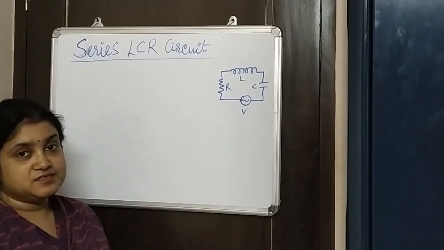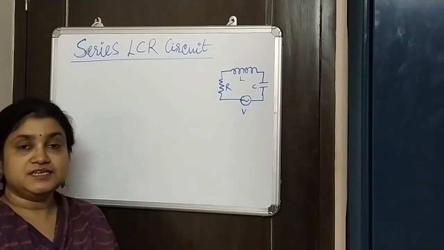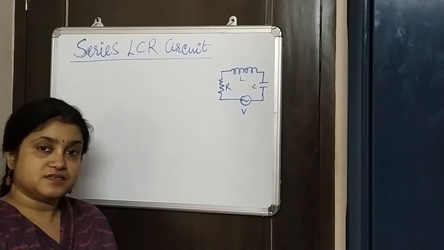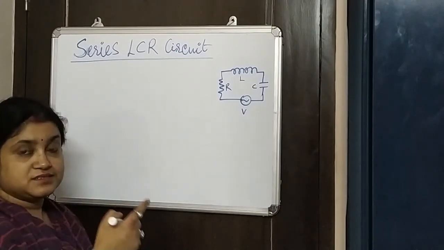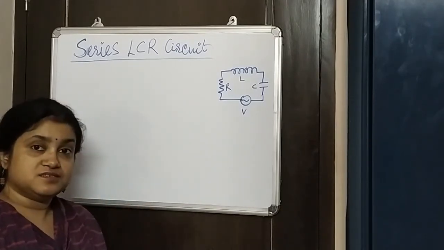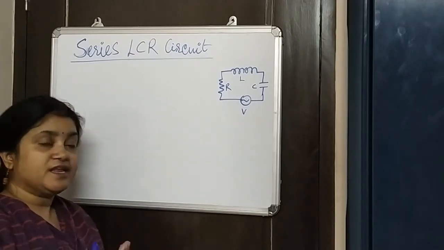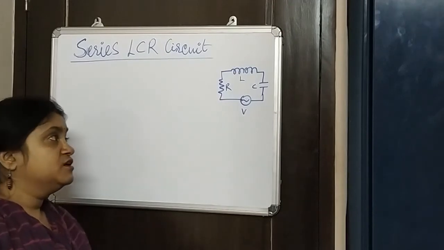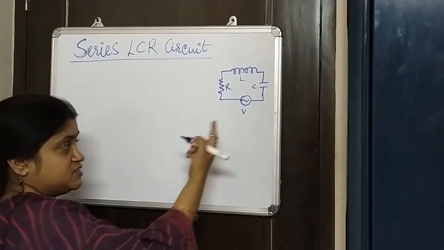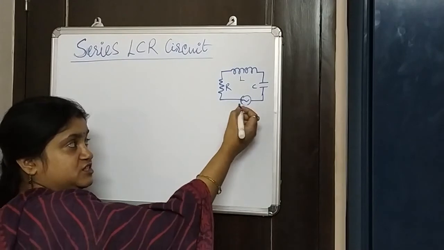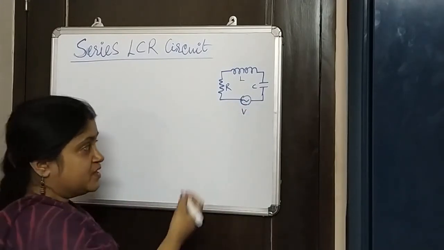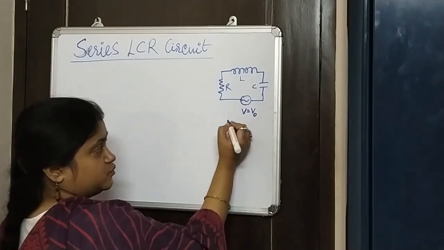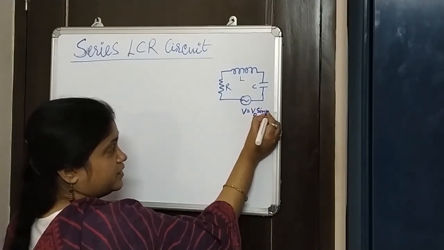capacitor and a resistor, and they are connected in series, and therefore the circuit is called series LCR circuit. L for the inductor, C for capacitor and R for the resistor. So now we are going to analyze how this circuit performs. As we know, the source voltage here is an AC voltage. Therefore the voltage would be, let's suppose, V0 sine omega t.